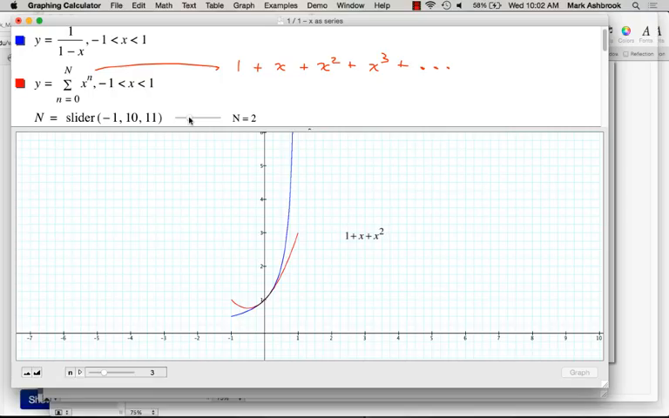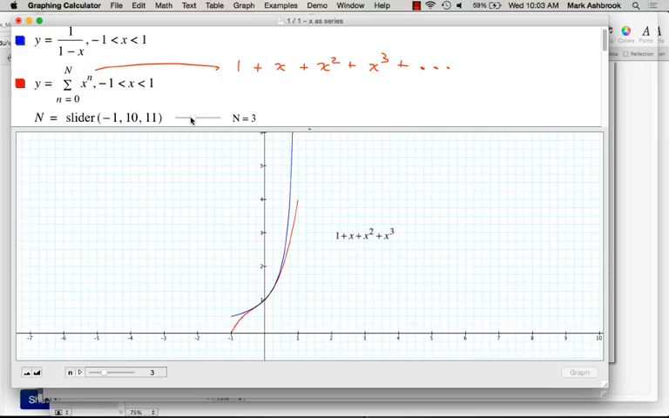What happens? Every time I add another term, I get a better approximation of the power series, right? The sequence of partial sums is going to converge on the actual sum of all infinitely many terms. So the more terms you add, the better and better approximation you get. You're going to see this red curve start to take the shape of the function 1 over 1 minus x.